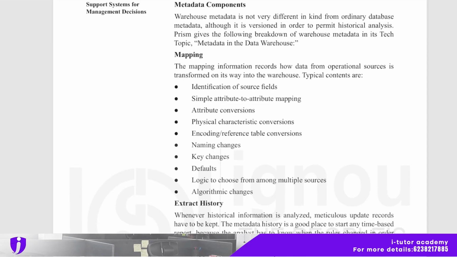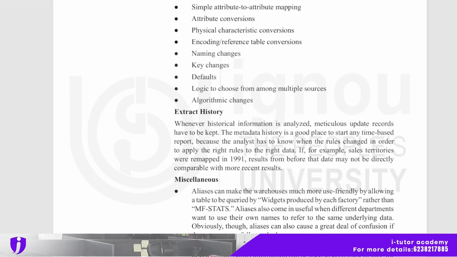Mapping. The mapping information records how data from the operational source is transformed on its way into the warehouse. Typical content are identification of source field, simple attribute to attribute mapping, attribute conversion, physical characteristics conversion, encoding reference table conversion, naming changes, key changes, default logic to choose from among multiple sources, algorithmic changes, etc.